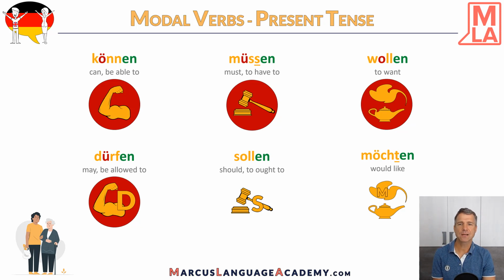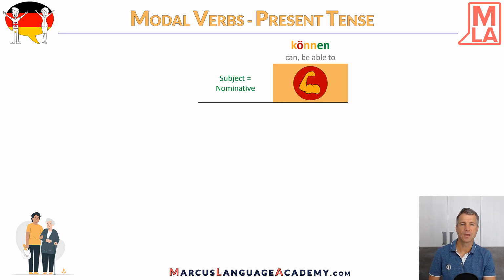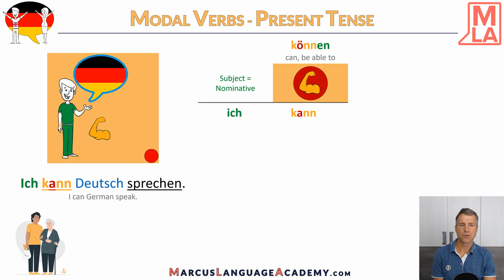So let's have a closer look. Let's start with können, can and be able to. In the first person it's actually ich kann. It's already irregular. We learned before that irregular verbs are only irregular in the second and third person, but here it starts from the beginning. Therefore it's a special group, and there's no ending added. It's just ich kann. Ich kann Deutsch sprechen.